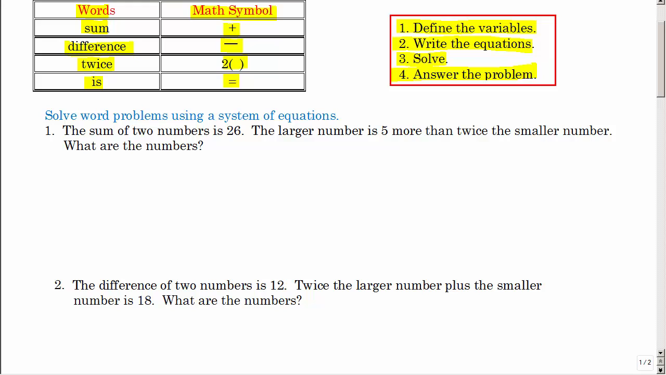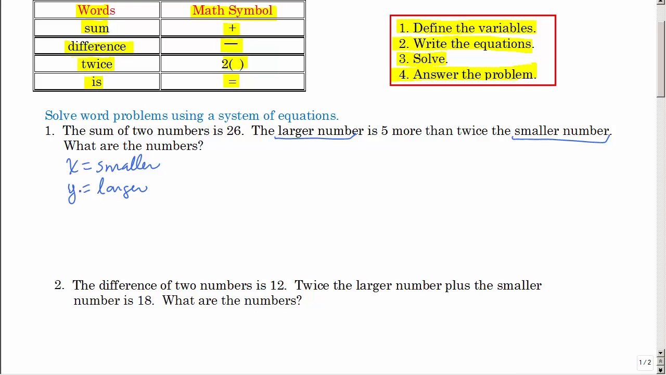Let's read number 1. The sum of two numbers is 26. The larger number is 5 more than twice the smaller number. What are the numbers? Well, we're going to use two variables. I'm going to pick x to be my smaller number, and I'm going to let y be my larger number. You could choose any variables you want.